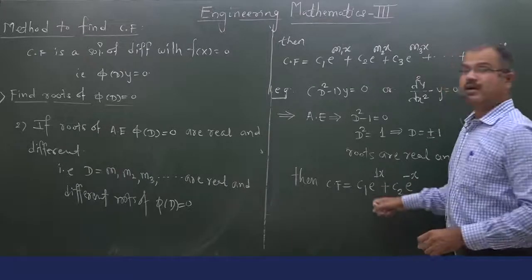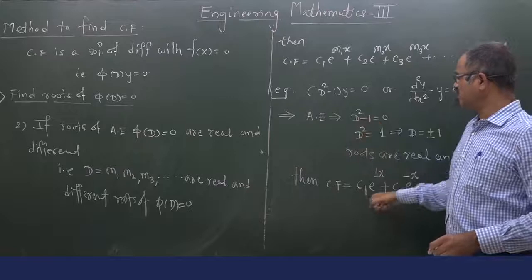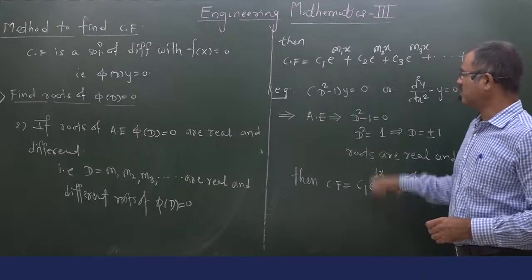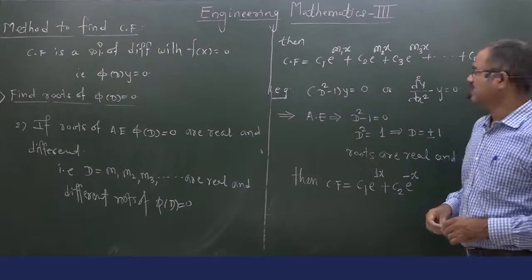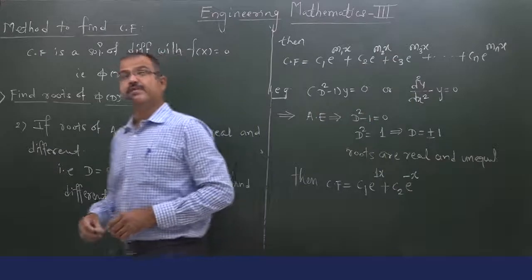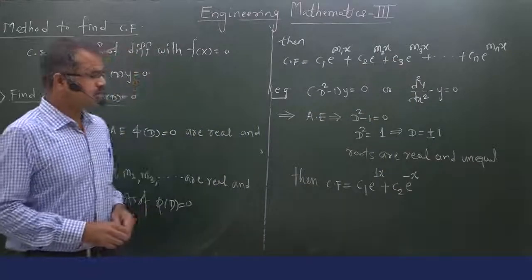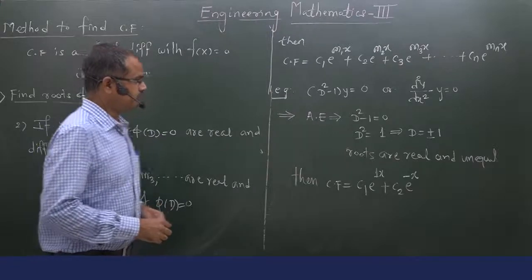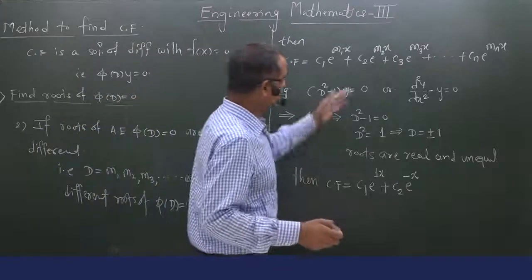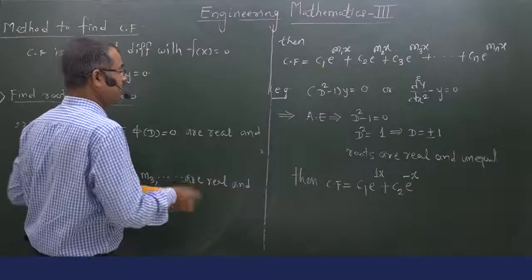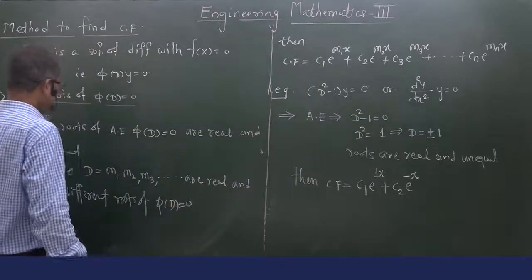So here the number of arbitrary constants is equal to the order of the differential equation. Note this step. The number of arbitrary constants is equal to the order of the differential equation. If a third order differential equation is given to you, then in the solution there will be 3 arbitrary constants c1, c2, c3. So this is the solution of a differential equation having roots that are real and unequal.